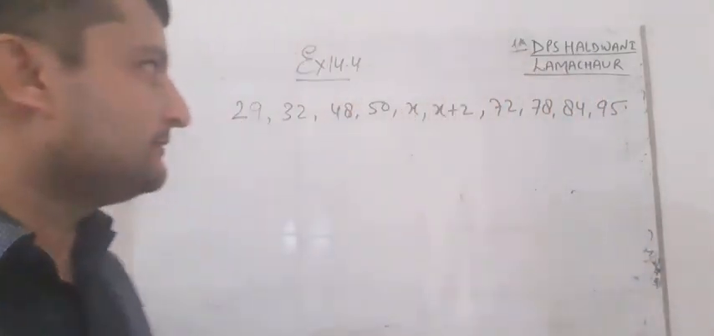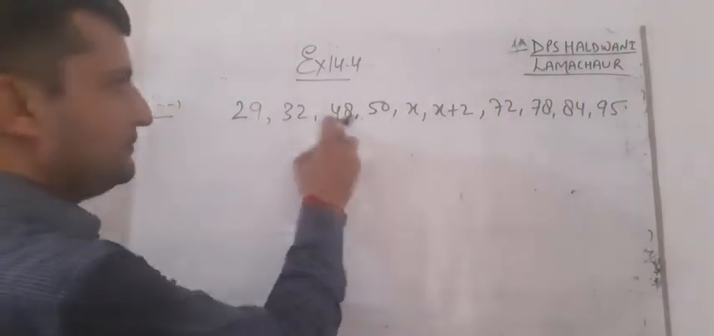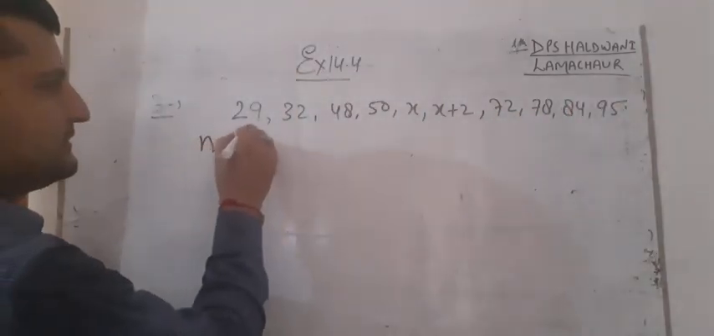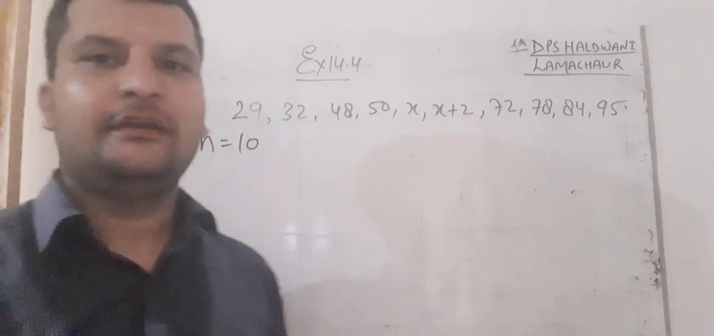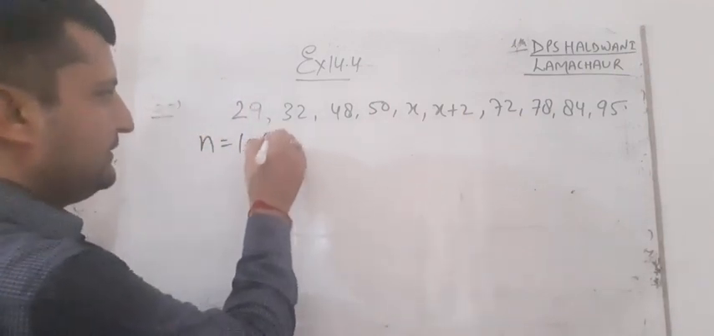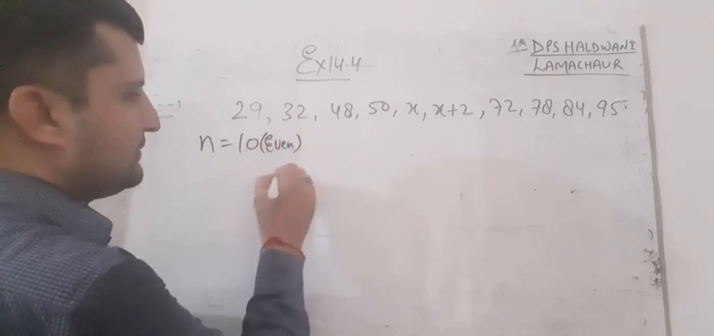So students, first we count: 1, 2, 3, 4, 5, 6, 7, 8, 9, 10. So the number of observations is 10. Number of observations 10 means this is even. Even, how can we solve?